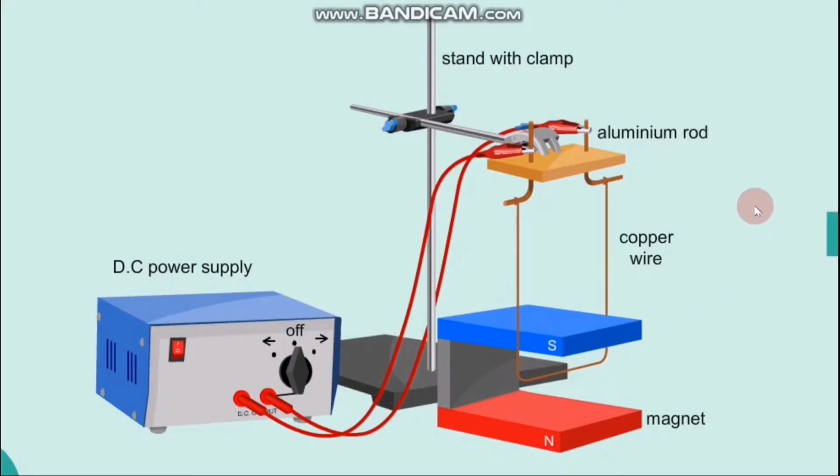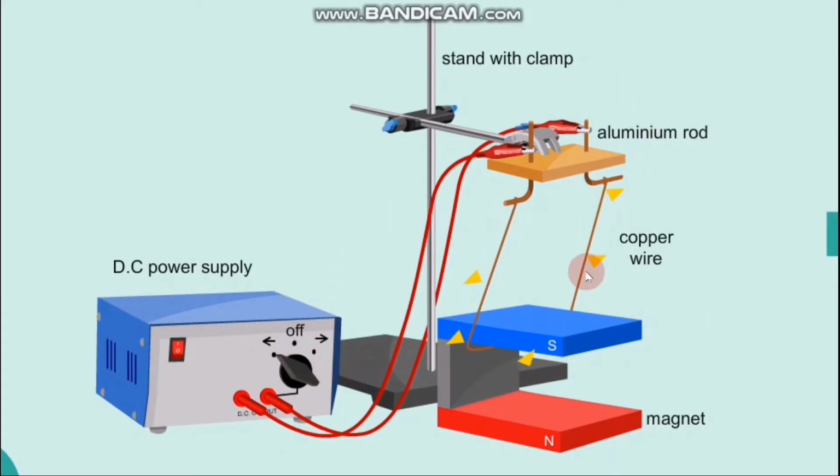Okay, now let's take a look at this experiment where we place a copper wire in between this magnetic field. And this copper wire is connected to the power supply using the connecting wire. And you may observe in which direction this copper wire will swing, either inwards or outwards, when I switch on this power supply.